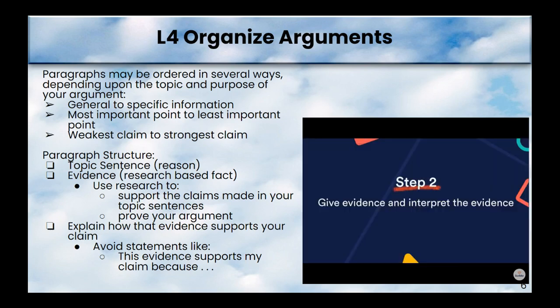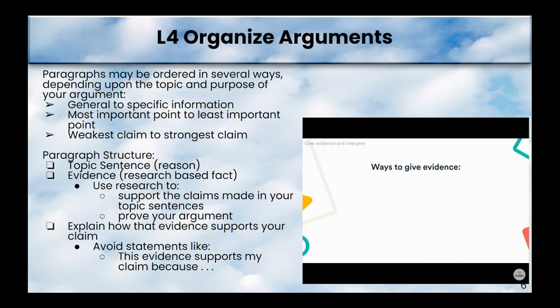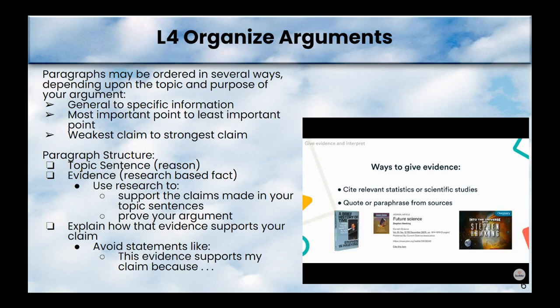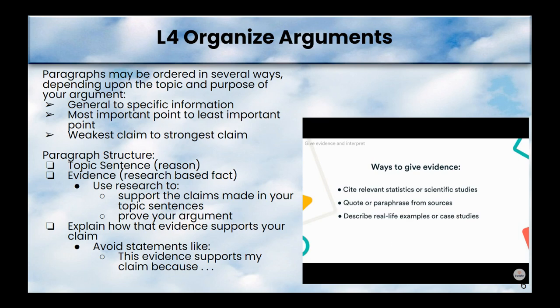Next, you expand your topic sentence with evidence and explanation. There are many different ways to give evidence in an essay. Cite relevant statistics or scientific studies. Quote or paraphrase from sources, like books, articles, or documentaries. Describe real-life examples or case studies. Provide your own data, so from interviews or observations.